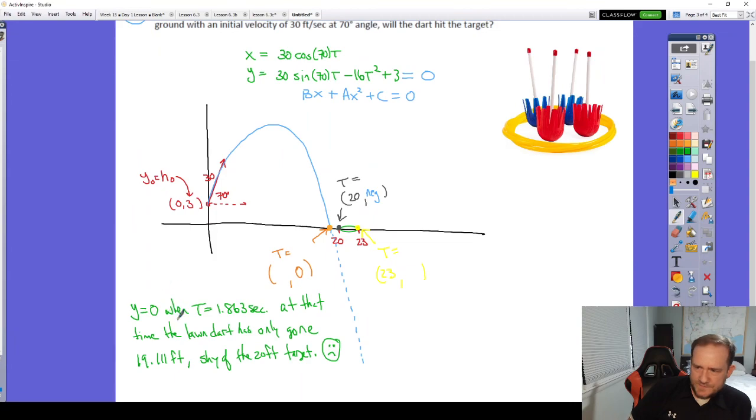So that's the kind of answer I'd want to hear. You mention that you know that you're interested in a y value of 0. That means hitting the ground. You mention that you calculated the time associated with that y value, and then you mention the x value associated with that time, and then you check that against the target distance, right? So it's shy of the 20-foot target. It is not between 20 and 23. It is too small, so sad face.